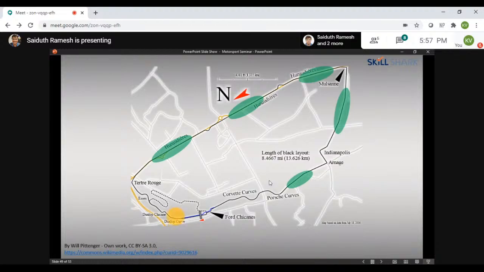This is a Dunlop curve. It's the first corner, quite high speed, not very sharp, but it still puts a lot of load on the tires. That's why it's a high energy corner, high energy for tires. So I've put that as an orange color.